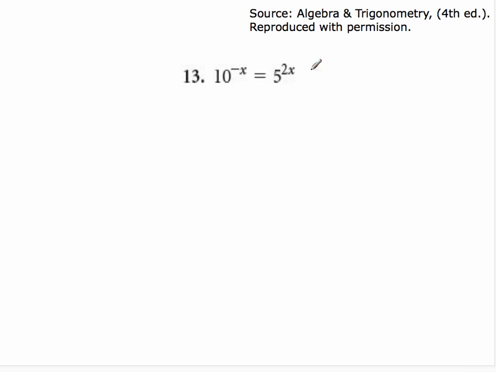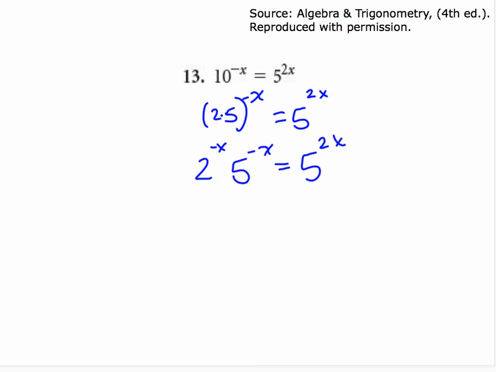Here's another one. This one is a little bit tougher because I don't think there's any way I could get a common base. Like maybe I could change this 10 so that it's 2 times 5 to the minus x. There's a times in there. Equals 5 to the 2x. And then this is a power of a product. So I could write that as 2 to the minus x times 5 to the minus x equals 5 to the 2x. Divide both sides by 5 to the minus x.